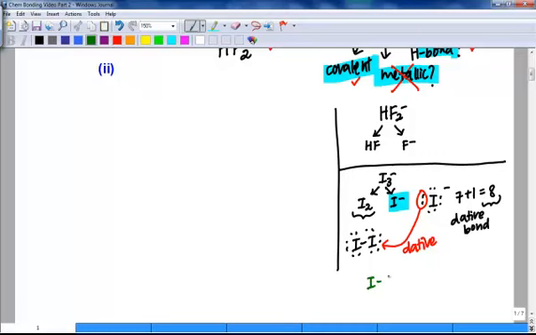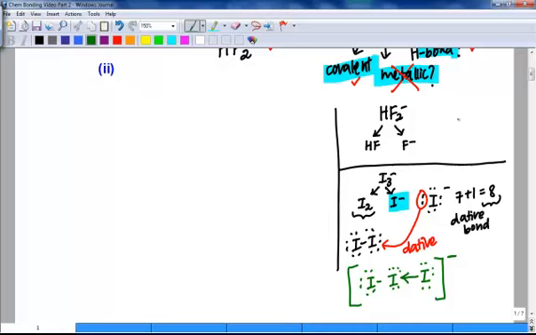So I can draw I, and it's a dative bond, so I must draw an arrow pointing towards the I, with 6 lone pair electrons on each of the other iodine atoms. Please remember you need to put the overall bracket with a negative charge. So with this knowledge, apply it to your HF2-.